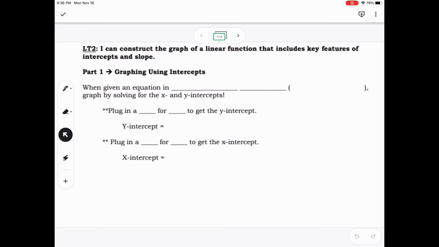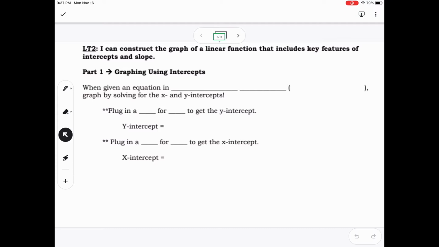Welcome to Learning Target 2 from Unit 4. Here we'll be able to say at the end, hopefully, that I can construct the graph of a linear function that includes key features of intercepts and slope. Okay, so this is part 1 of Learning Target 2. There will be a part 2 that we'll go over later.